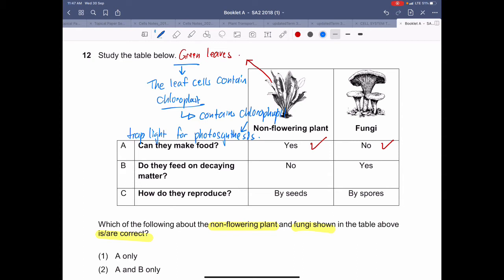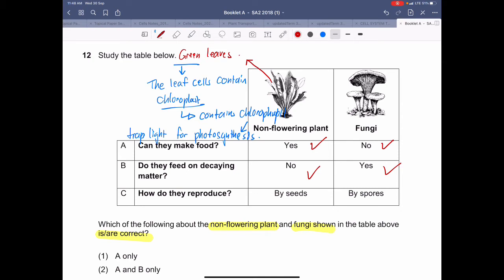B. Do they feed on decaying matter? Non-flowering plant, no, that is correct because they are able to make their own food. Yes, that's true. On a side note, your fungi do not need to just feed on decaying matter. They can also feed on living things. Remember that. So how do you remember that? Remember some people get fungi infections. You can get a fungi infection. You're not dead, but yet you have fungi growing on your feet.